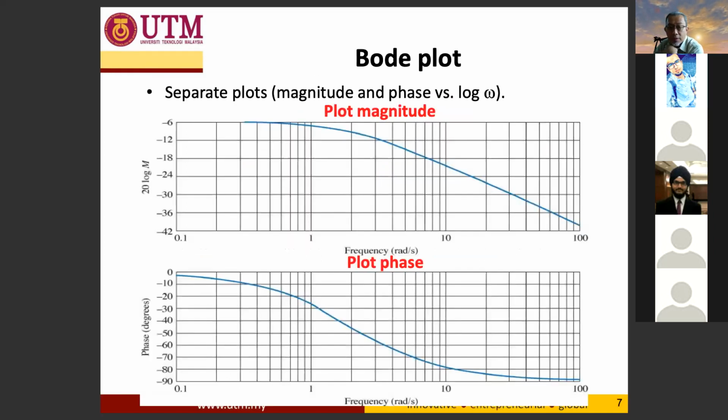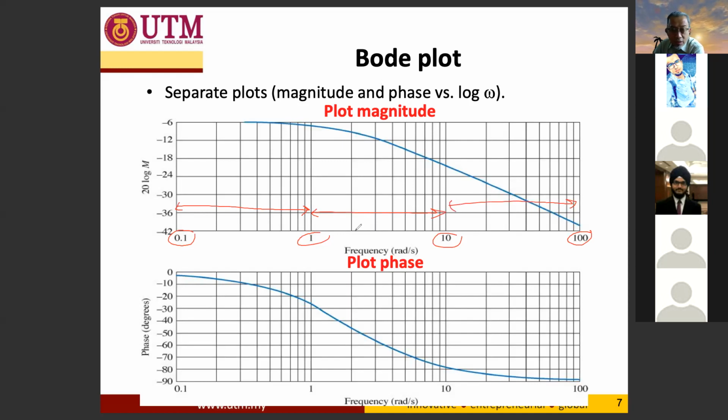This is a sample of the separate plots of the magnitude and the phase versus log frequency. You can see that this is the log frequency: 0.1, 1, 10, and 100. Each of these we call a decade. This is the first decade, the second decade, and this is the third decade.